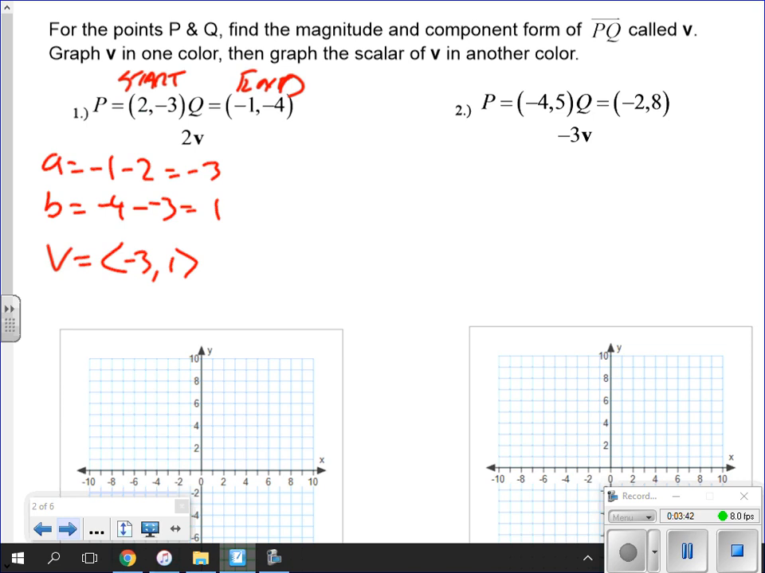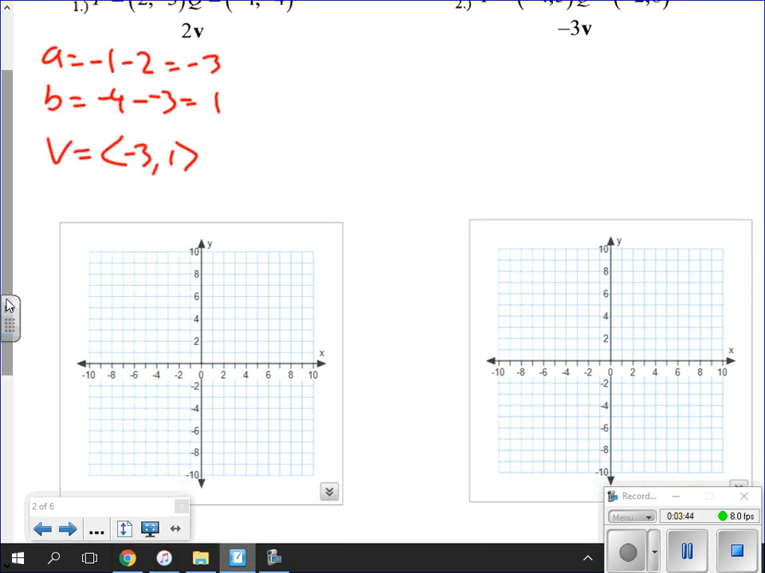And if we were to graph that, which we will, this component vector always begins at the origin. We go out to the point <-3, 1>, sorry, -3, -1, my bad, -3, -1. See, nobody's here to catch me on my mistakes. -3, -1, which is here. So there's our vector v.